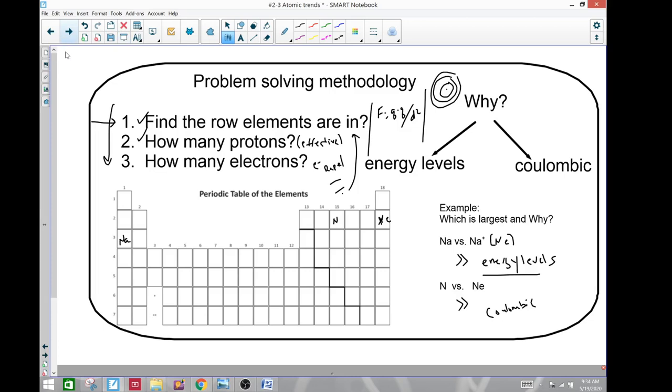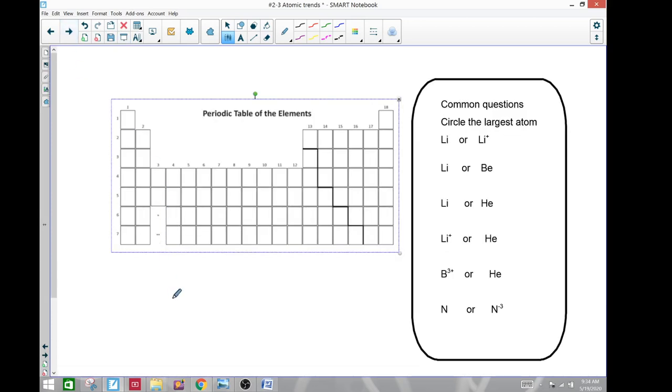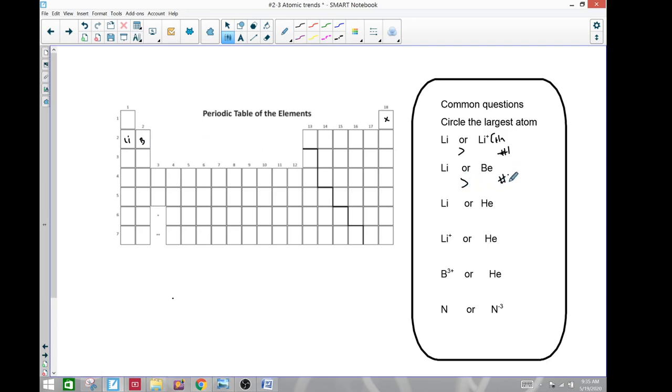All right, so let's try a couple examples here. Okay, first thing you want to do is just find your atoms. I got lithium located here, and you should be pausing these videos and be able to try it out. This guy is isoelectric with helium, which is located right here. Therefore, this guy is bigger because of energy levels. Reason number 1 off our last chart. Lithium versus beryllium. Lithium's here, beryllium's here. This guy is slightly bigger because of Coulomb attraction, reason number 2.